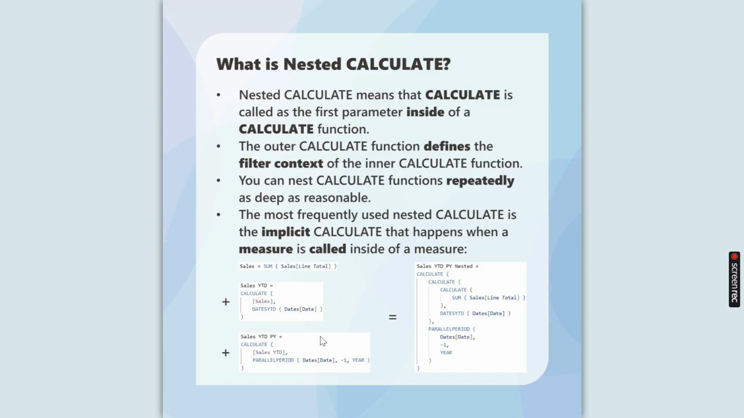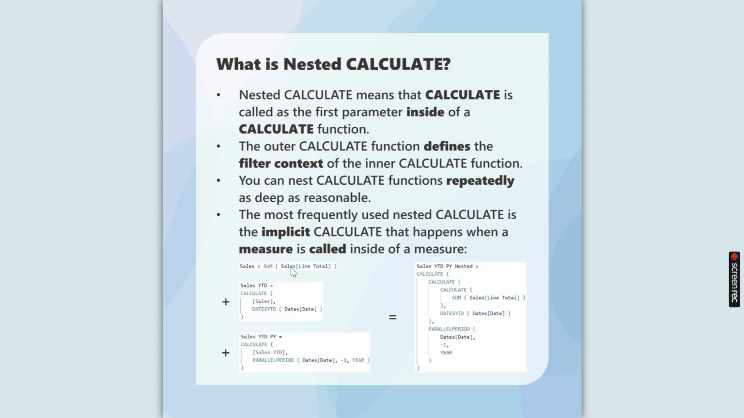Okay, but here you can see to calculate this sales year to date previous year we have to create three different measures, right? So now instead of creating three individual measures to calculate the total sales year to date previous year, what we can do is create only one measure, that is sales year to date previous year nested, equal to. We will use the nested calculate DAX function here, and inside this nested calculate DAX function we can pass these calculations, that is sum value of the line total column of the sales table.